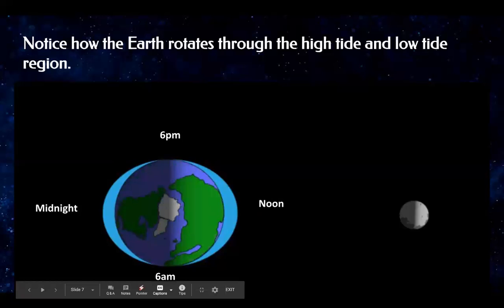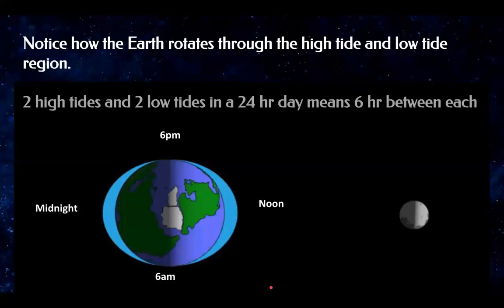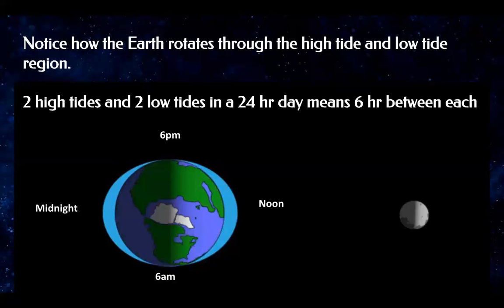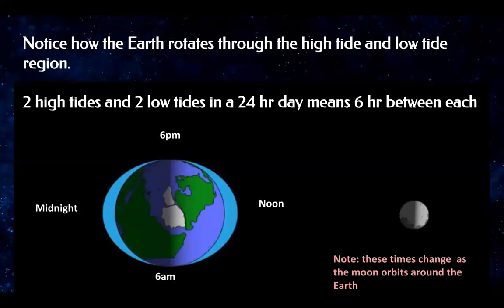Now the times on here aren't always going to be the same. There are going to be two high tides and two low tides in a 24-hour period, which means you have 6 hours in between each one. So if you're going to the beach, you can kind of plan out your day. But these times won't always be the same.